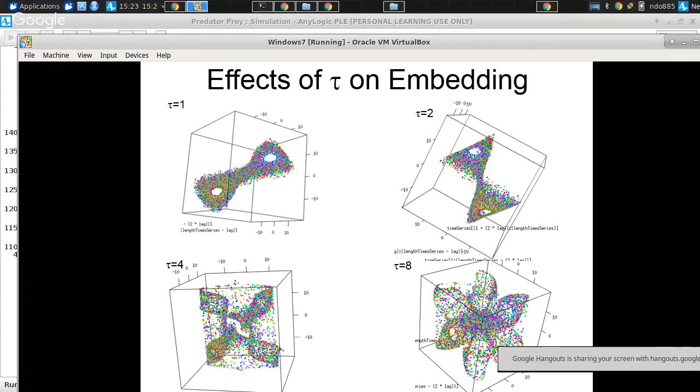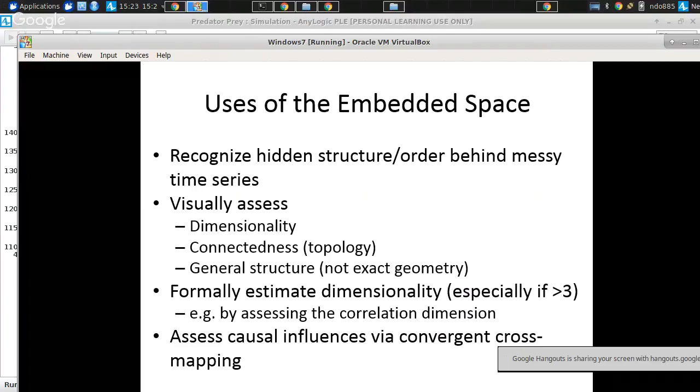Now, this is all great. So we elicit this embedding space. What's the big deal here? Well, the big deal is several different big deals associated with it.